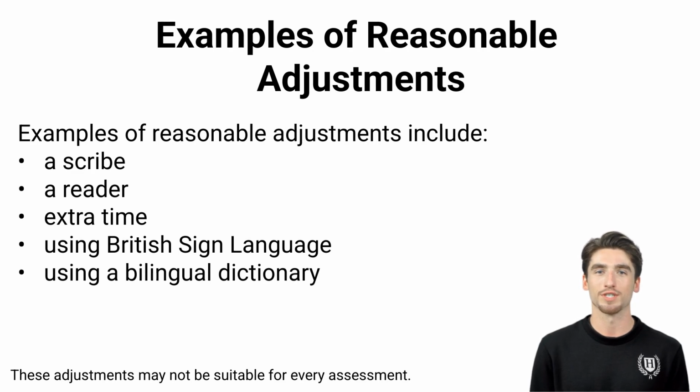Examples of reasonable adjustments include allowing the learner to have a scribe or a reader. This role may be done by a person or an electronic device in some cases. A learner may be given additional time to complete their assessment. For assessments that require the learner to communicate, they may use British Sign Language as an alternative to English. A learner who uses English as a second language may use a bilingual dictionary. Please note that these adjustments may not be suitable for every assessment.